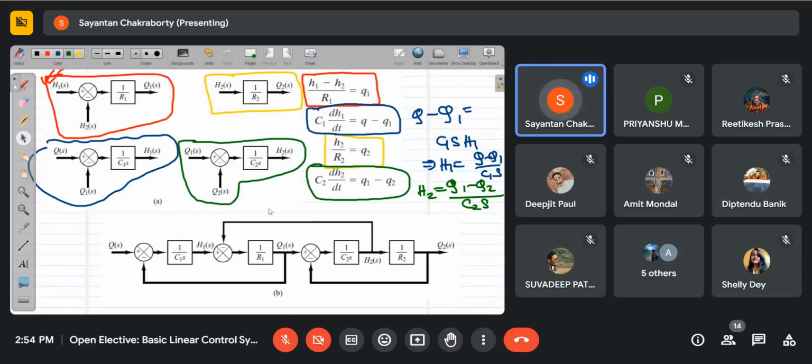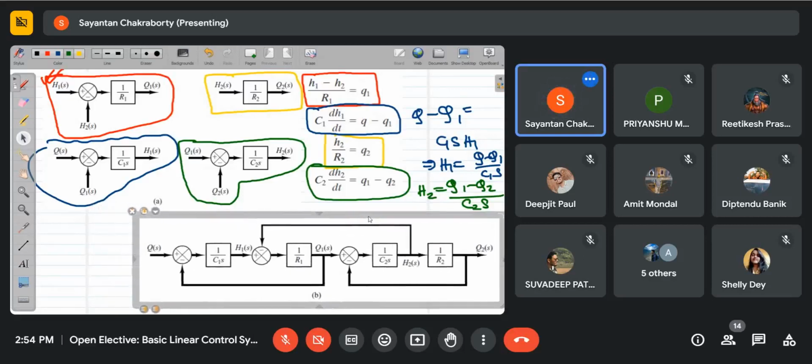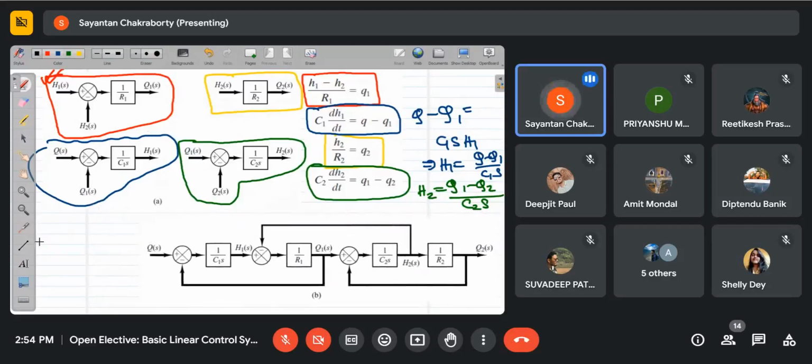And this is equally applicable for the RC circuit. So that could be the same block diagram, right? The variables will be different. Instead of H and Q1, it will be voltage 1, voltage 2, like that.